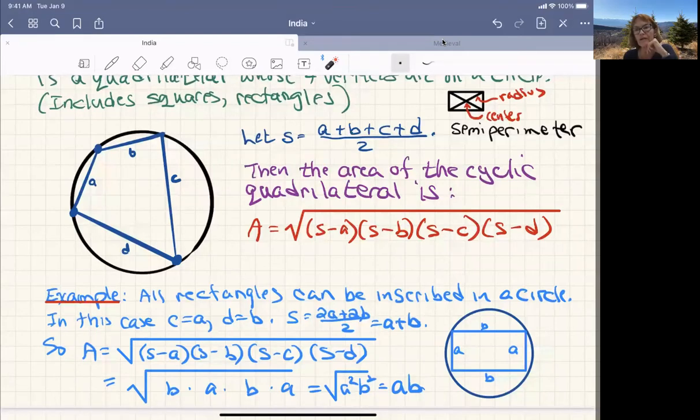So now let's go ahead and plug those values into our formula. So the area should be the square root of S minus A times S minus B times S minus C times S minus D. And remember that C is equal to A and D is equal to B. So S minus A is B, S minus B is A, S minus C, remember that C equals A, so S minus A is B, and then similarly S minus D is A. So we get the square root of A squared times B squared, and the square root of A squared times B squared is just A times B. So in the case of a rectangle, we get the correct formula that the area is just A times B. So it's just an amusing way to check to see that this formula actually does make sense.